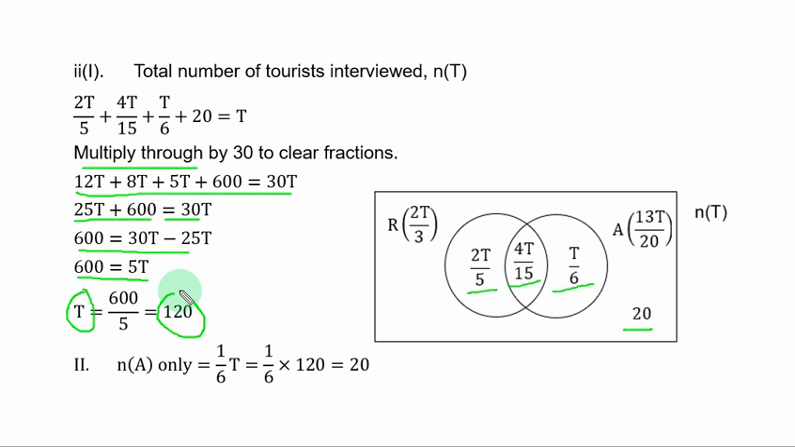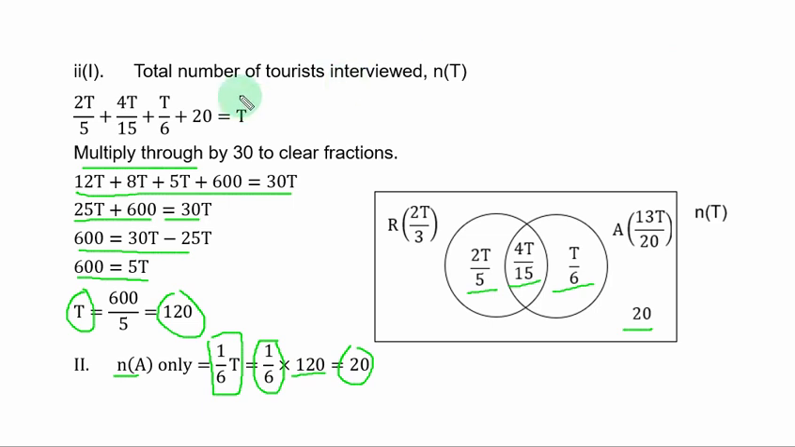Part 2, you should get the number that travel by air only. That number is 1 over 6 T. So T is 120. You multiply it by 1 over 6, and that is 20. So 20 tourists traveled by air only.